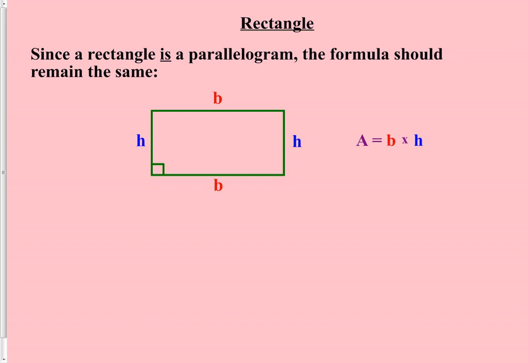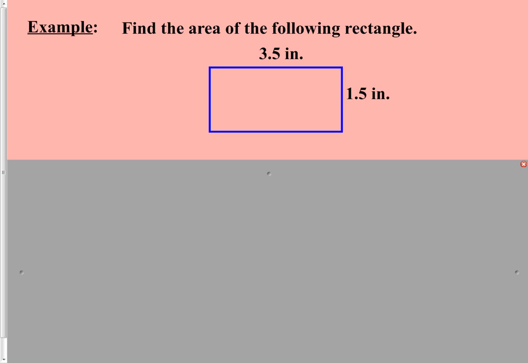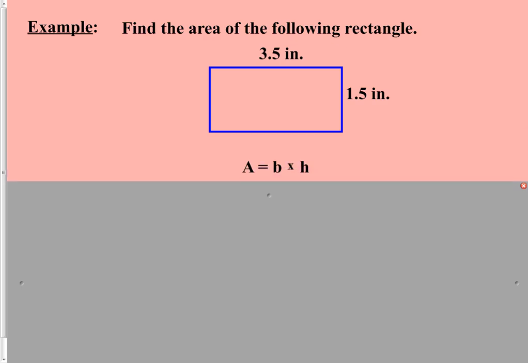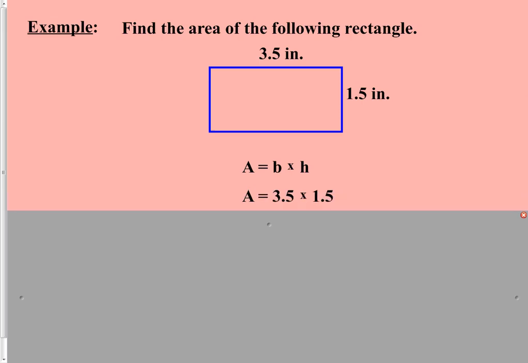So let's take a look at that. Find the area of the following rectangle. As always, if we have a formula to go along with a problem, we're going to write our formula down. Area equals base times height, because a rectangle is a type of parallelogram. Formula is base times height. And with a rectangle, since the sides are perpendicular to each other, all we have to do is pick the opposing side measurements, 3.5 and 1.5.